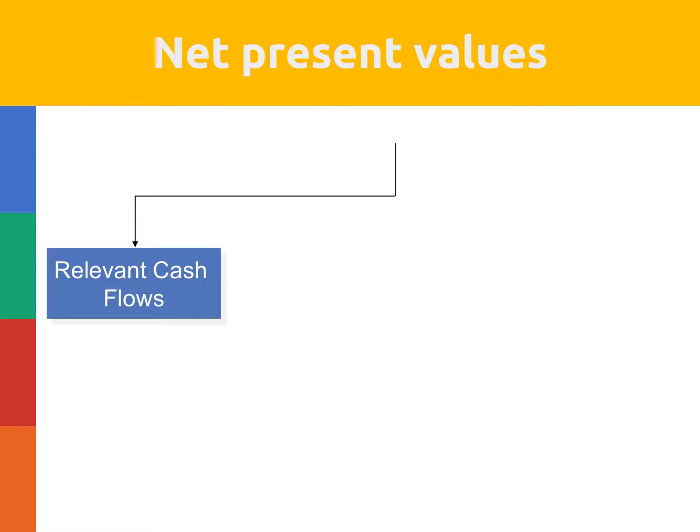We should also only include cash in our NPV. So accounting adjustments like depreciation, which have no impact on cash, should be ignored. In summary, a relevant item is anything which is future, incremental, cash.